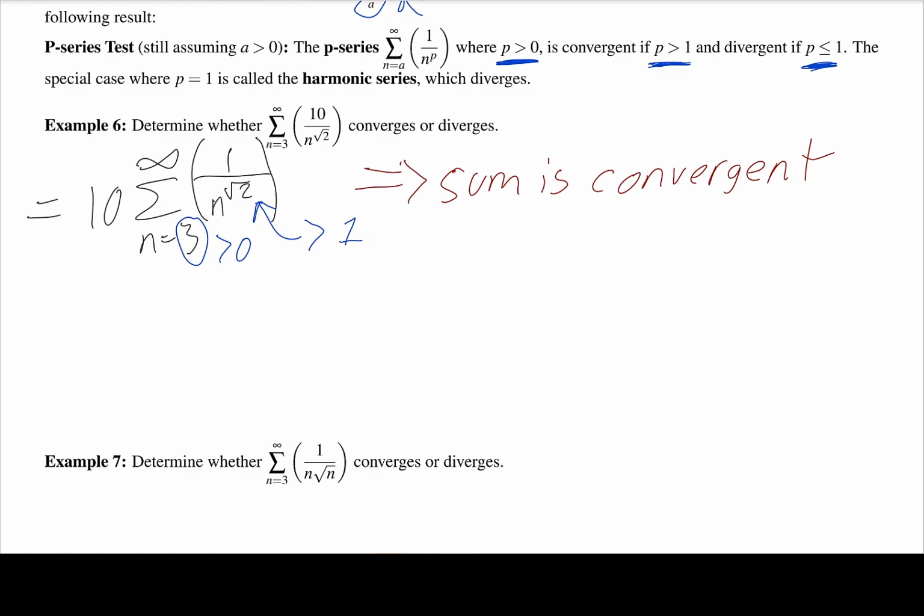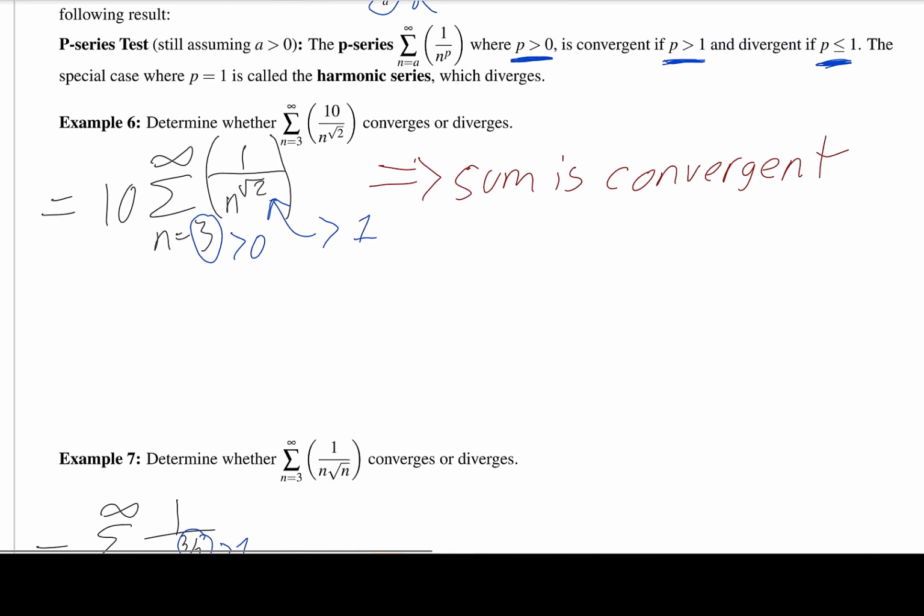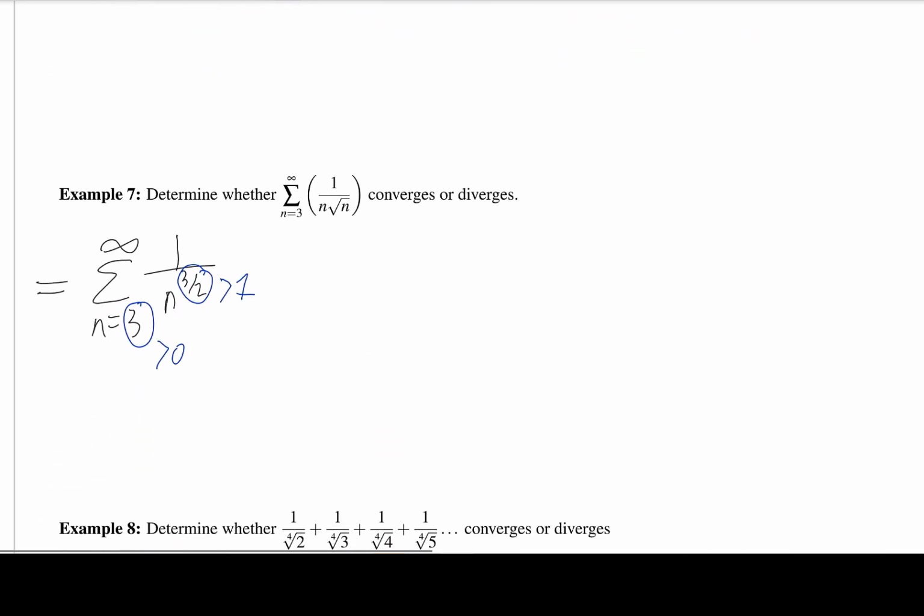diverges. Here's another example. So I'll rewrite this as the sum from n equals 3 to infinity of 1 over, so n times square root n, that's n times n to the 1/2. So this is n to the 3/2. So what I notice here is that this 3 is greater than 0. This 3/2 is greater than 1. And so by our p-series test, we know that since p is greater than 1, this converges.